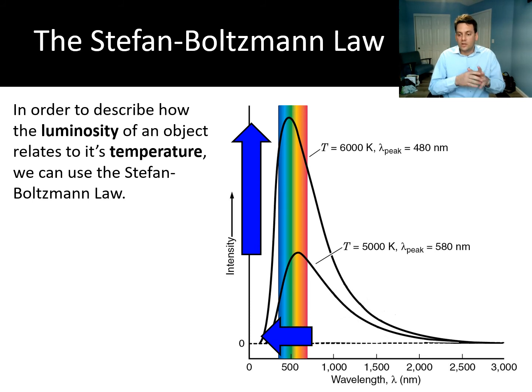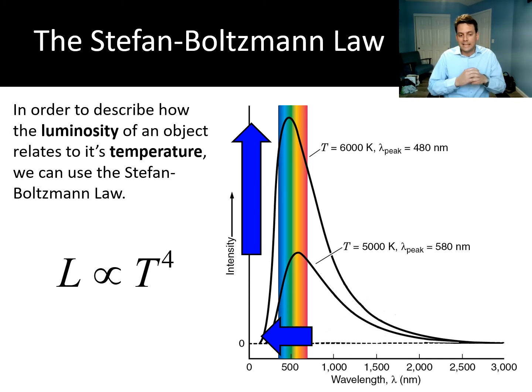Now, so far we've just described these things qualitatively, but it turns out, and this may not come as a shock to you, that there are quantitative laws that you can write down as well. There are equations that are relevant here. And so to start off with, in order to describe the luminosity of an object in a quantitative or mathematical way as a function of its temperature, we can use something known as the Stefan-Boltzmann law.